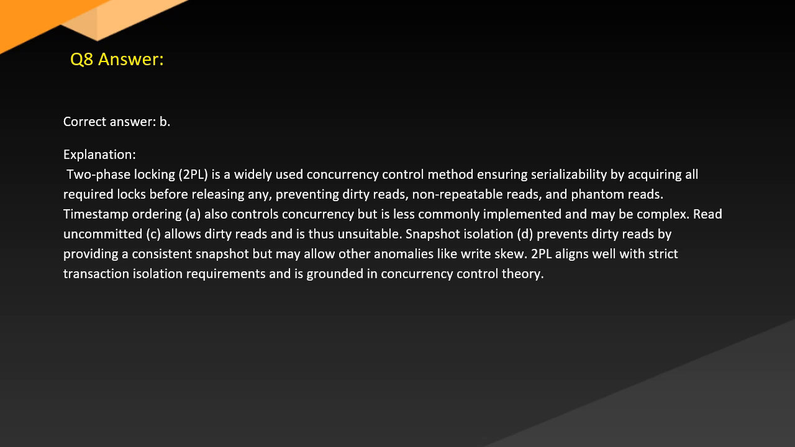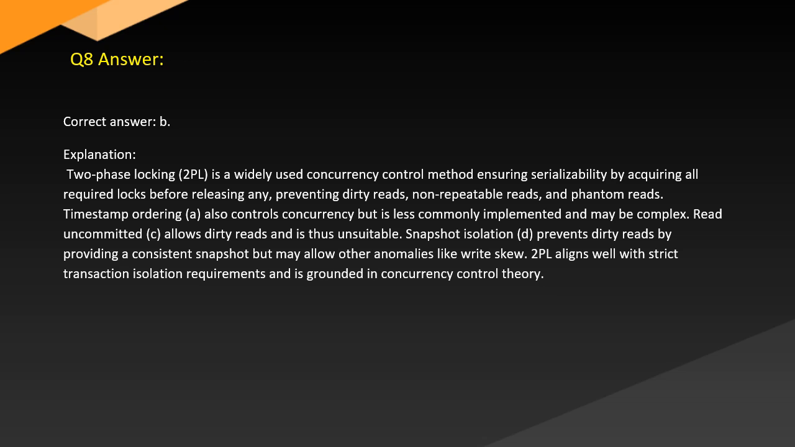Answer. Correct answer. B. Explanation. Two-phase locking (2PL) is a widely used concurrency control method ensuring serializability by acquiring all required locks before releasing any, preventing dirty reads, non-repeatable reads, and phantom reads.